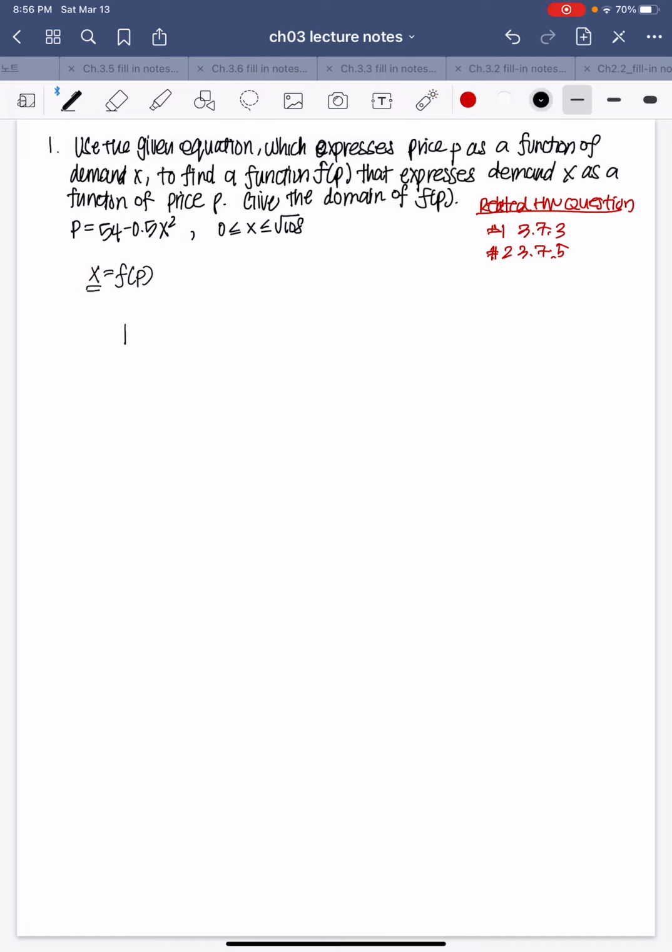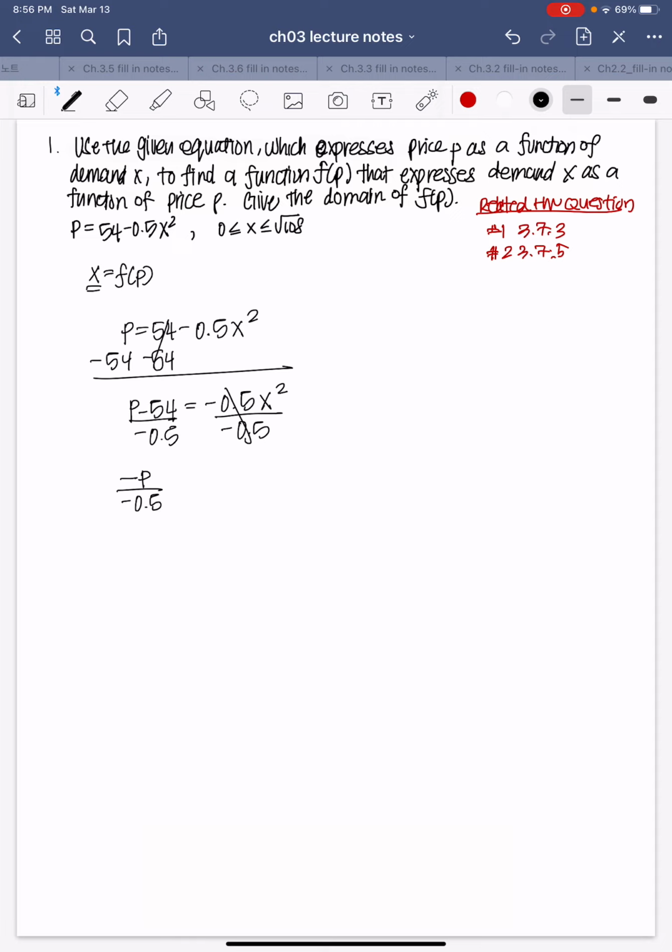So we have p equal to 54 minus 0.5x squared. Subtract 54 from each side. So we have p minus 54 equal to negative 0.5 x squared. Then we divide by negative 0.5. So I have negative p over negative 0.5. These two negatives make a positive. 54 over 0.5 equals x squared.